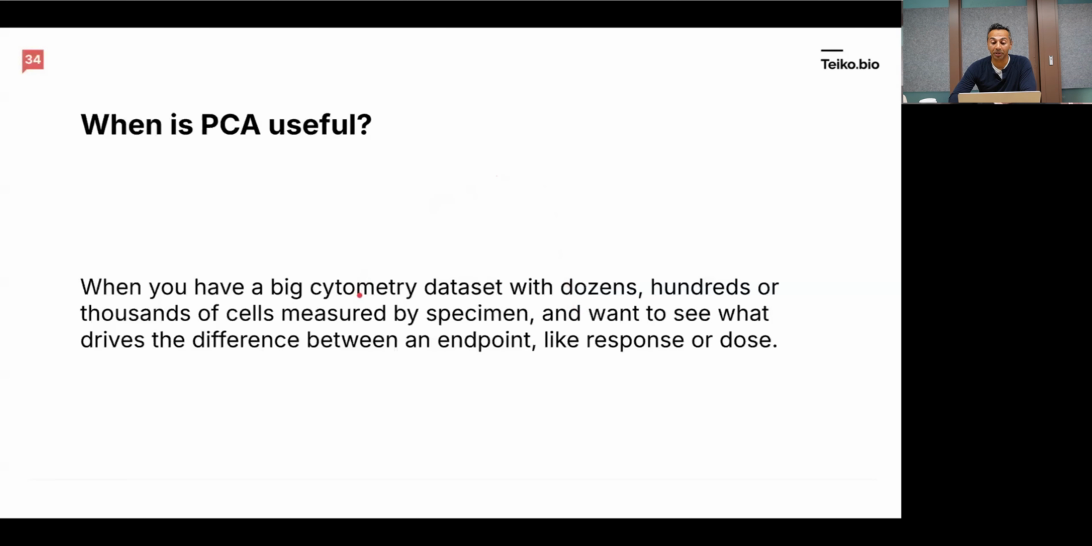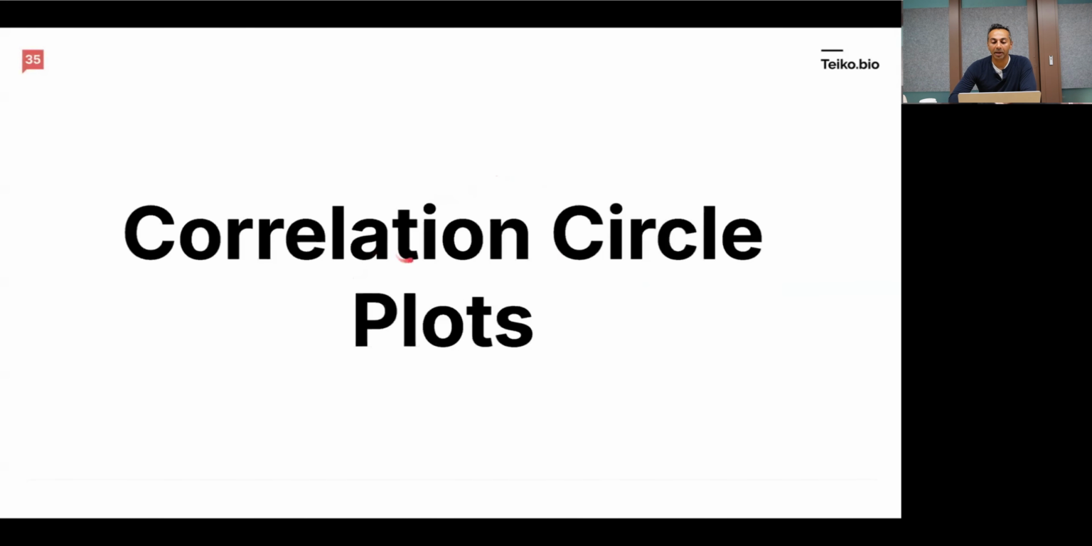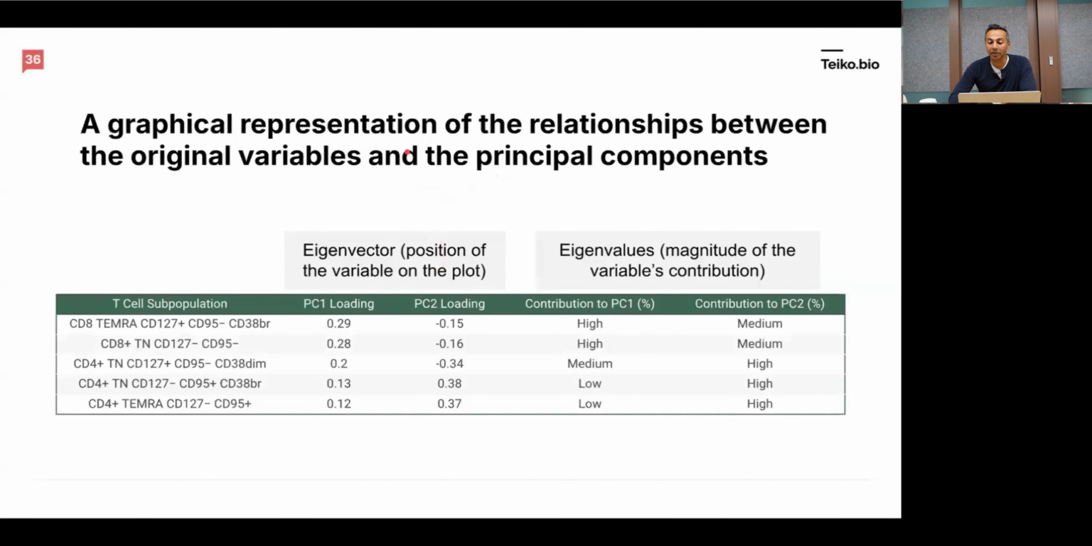So you've got big cytometry data sets with dozens, hundreds, or thousands of cells measured by specimens, and you want to see what drives the difference between an endpoint, like response or dose. Now, bonus is to explain correlation circle plots. This is a way to graphically represent the relationship between the original variables and the principal components.